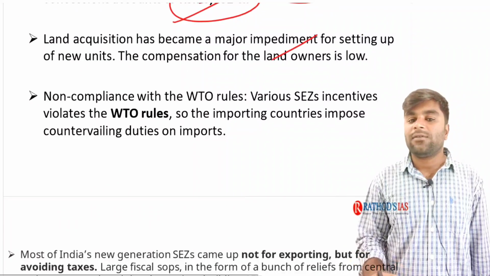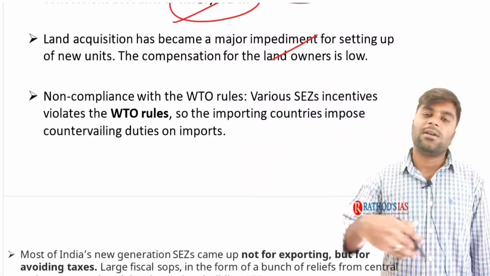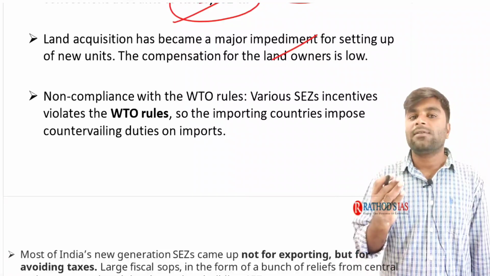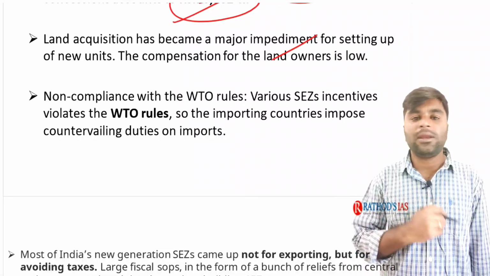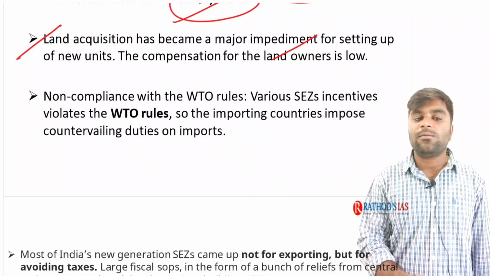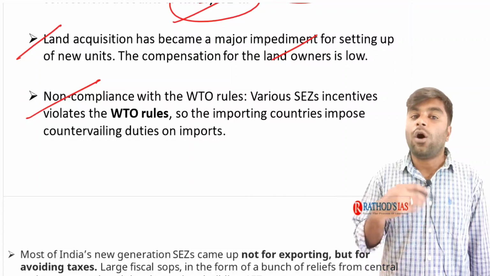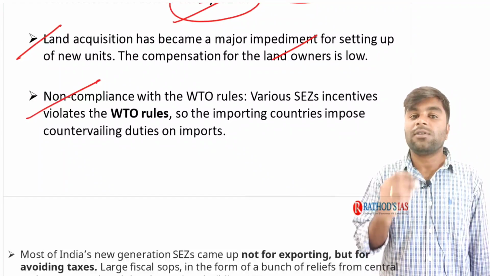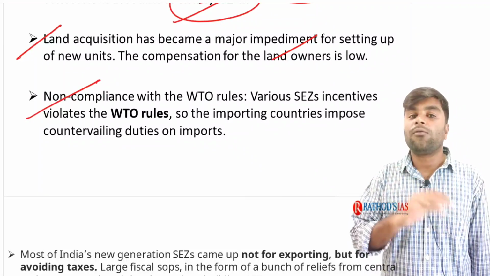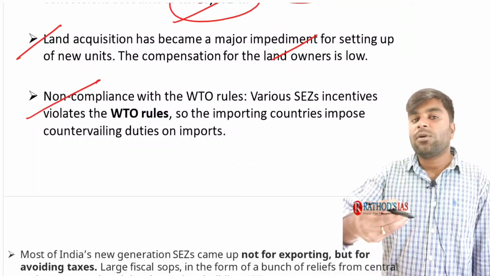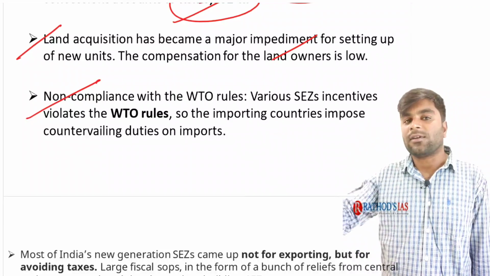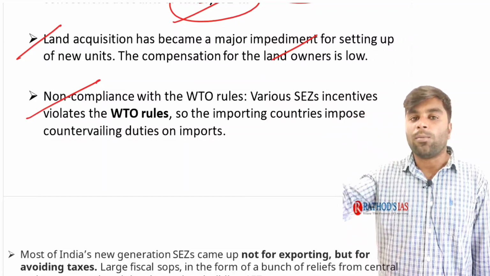The land acquisition for constituting the SEZs is also another important problem. Land acquisition, red tapism, all these are very important problems, and very important from your mains perspective. Non-compliance with the WTO rules: you all know that the WTO is an institution constituted for the free flow of trade. When these kinds of incentives are provided to the manufacturing units located in the SEZs, definitely they would become more competitive.